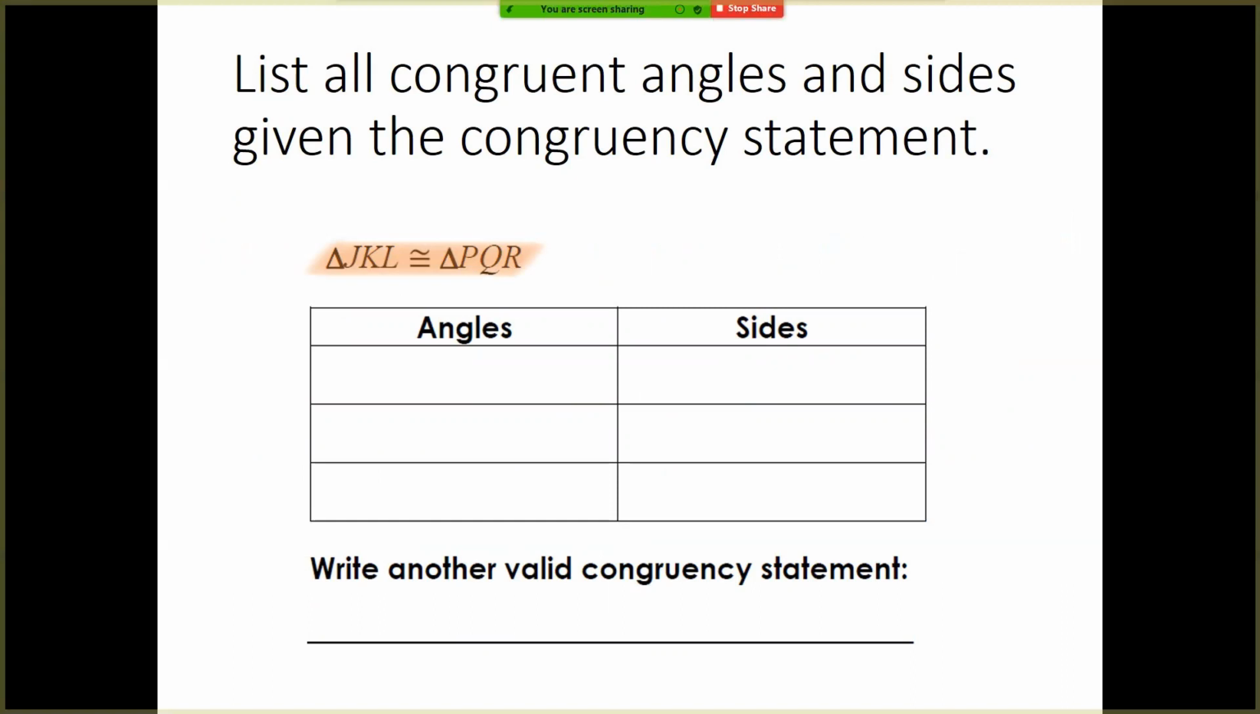To do this, we're just going to start with the angles, and I'm going to pick the first letter in my congruency statement. On the left side, the first letter is J, so angle J would be congruent to the first letter in the second triangle, which is angle P. Then I'm going to go with the middle letter. I'm going to say angle K is congruent to angle Q. They're both the middle letters in our congruency statement. And then the last letter, angle L, is congruent to the last letter in the second congruency statement, which is angle R.